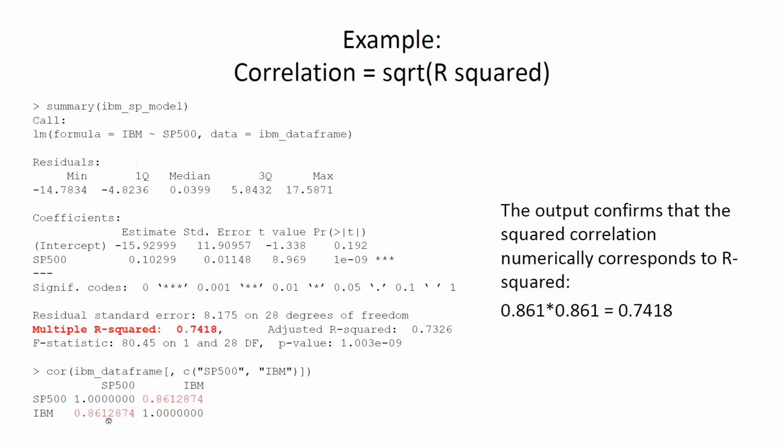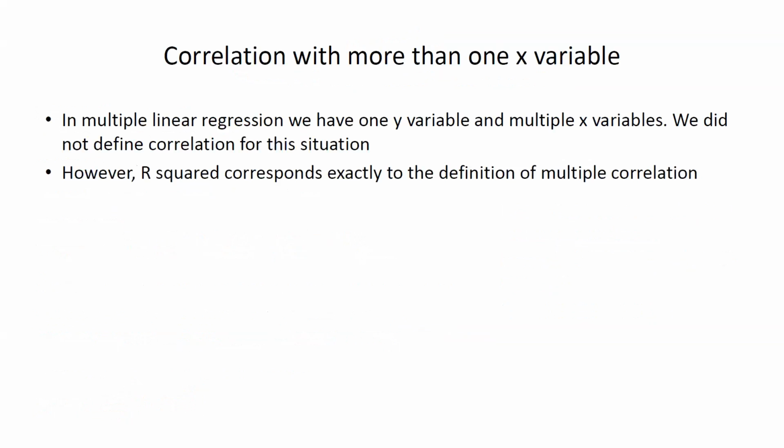So if we are right that the squared correlation is the same as R squared, then squaring this value should be the same as 0.7418. And if we look here on the right, that is indeed true. That only works with one x variable.